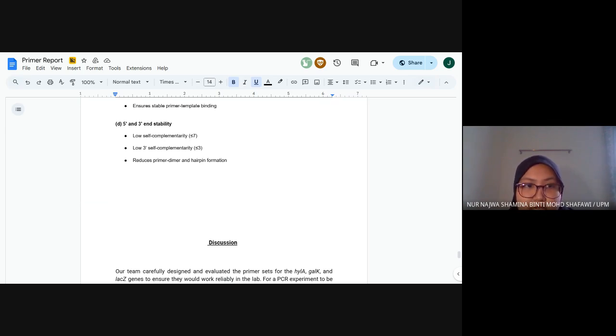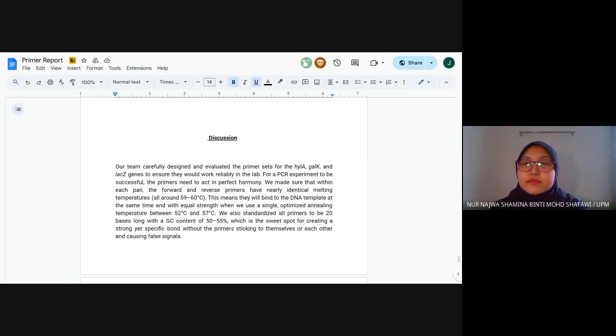So in conclusion, this primer is a robust choice for targeting E. coli with balanced GC content, matched TM values, and low self-complementarity. We expect a clean 82 BP product at an annealing temperature of approximately 54.2 degrees Celsius. So that is all from my part for Lexigene.